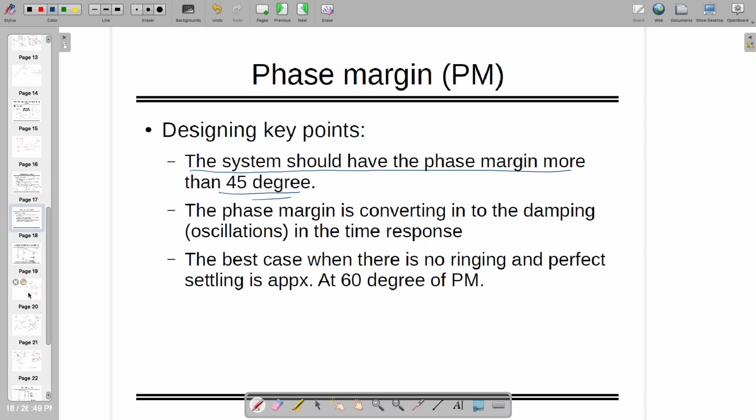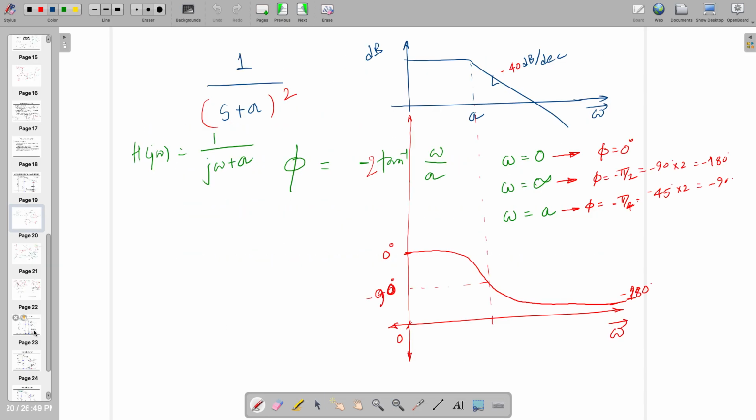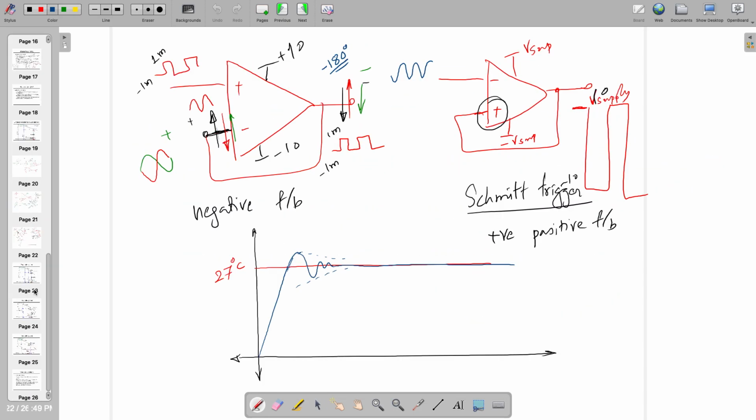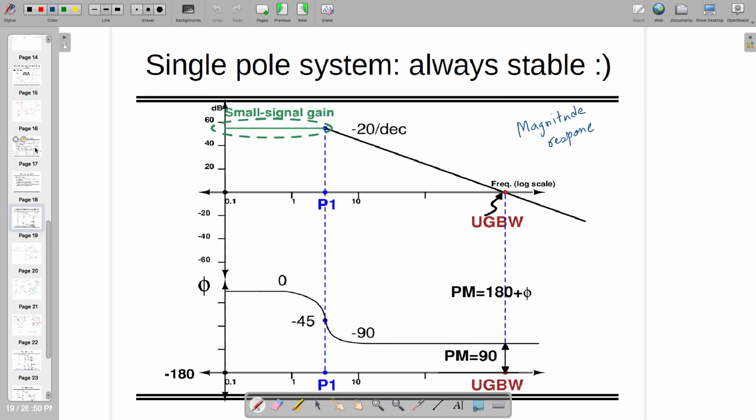It's only possible if there is only one pole inside unity gain bandwidth, right? If there are 3 poles, it's even worse. As you go below 45 degree, it's the worst thing, or you are going to see a number of oscillations. Are you following this? Okay. So this is what I meant.